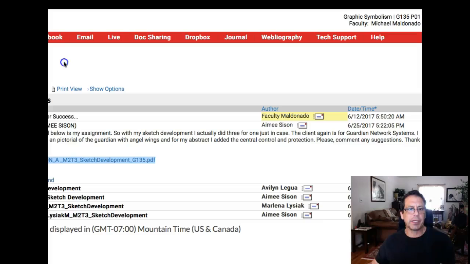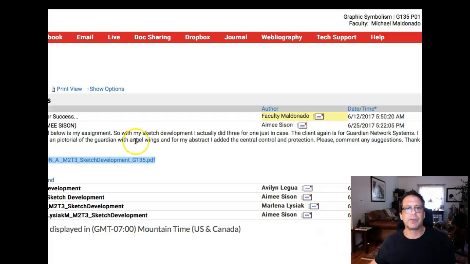Okay, so I've got your writing here, and you say, "Attached below is my assignment. With my sketch development, I actually did three for one, just in case." Probably don't want to do that because that's going to convolute things a little bit. So I would recommend that moving through the course, just stick exactly with what the assignment asks for. That way we're not getting confused about some of the other meanings and some of the other things you're submitting. I understand that you want to be complete and thorough, and I totally get that, and I really appreciate that. But for the sake of clarity, let's just stick with what's in front of us, okay?